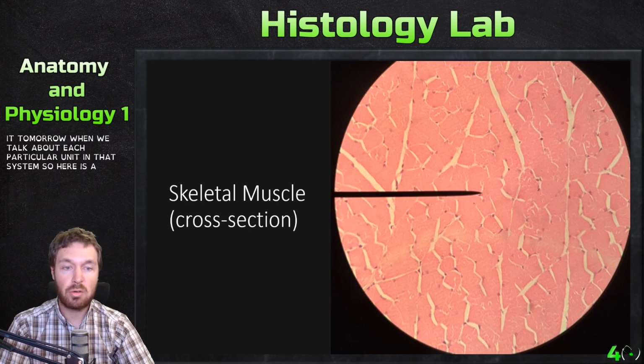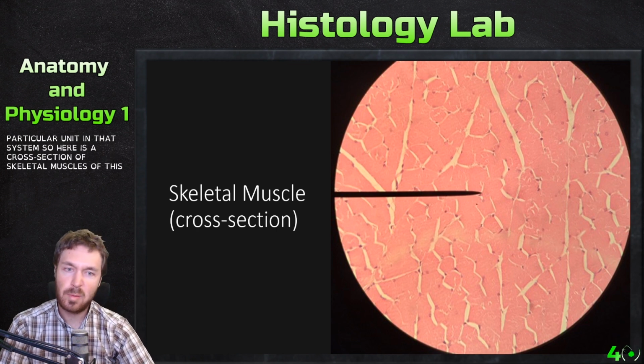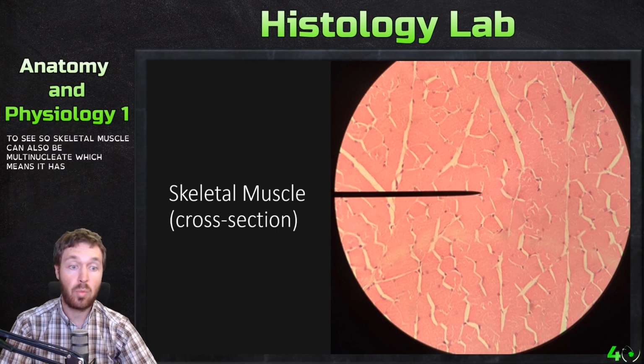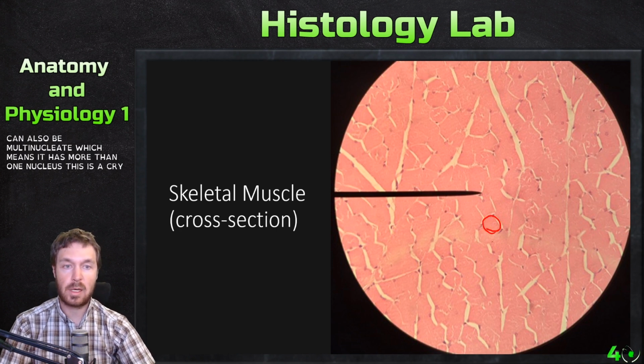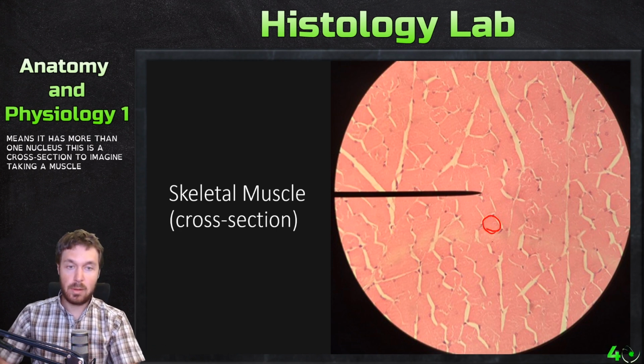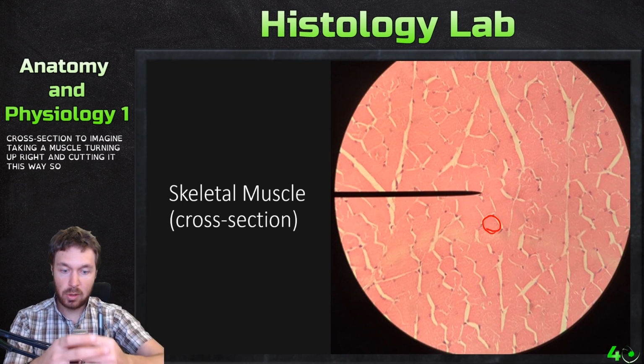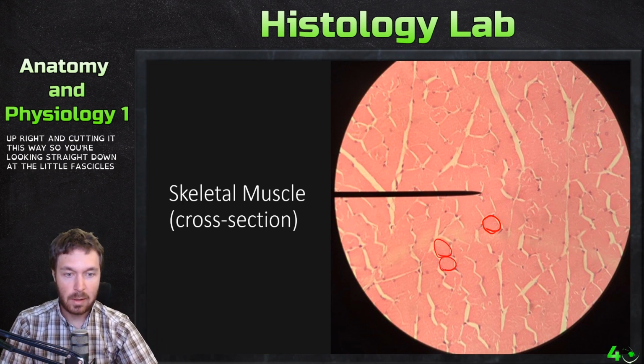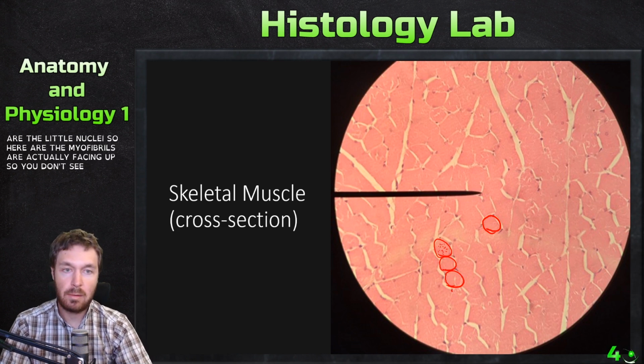So here is a cross-section of skeletal muscle. This is a little bit more difficult to see. Skeletal muscle can also be multinucleate, which means it has more than one nucleus. This is a cross-section. So imagine taking a muscle, turning it upright and cutting it this way. So you're looking straight down at the little fascicles here of muscle fiber. The dark pigments here are the little nuclei. So here the myofibrils are actually facing up, so you don't see the striations in this.